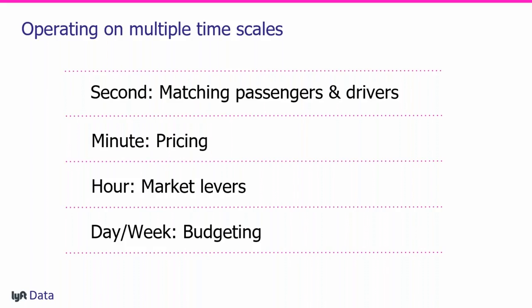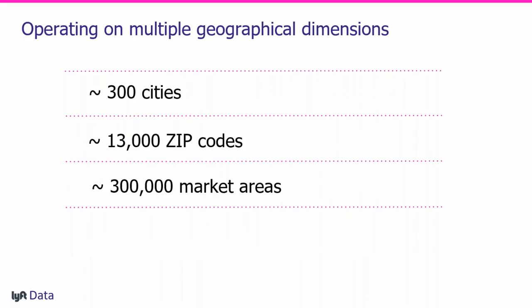And then on a daily and weekly basis, we're performing budgeting. So we are allocating budgets for marketing, again, for driver and passenger engagement. So there's a lot of complexity on different timescales that happens within our business. And the same applies to the geographical dimensions. We operate in over 300 cities, and that maps to over 13,000 zip codes and over 300,000 market areas in which we could be adjusting prices or offering incentives for the drivers. So there's a tremendous amount of time and geographical complexity that we are operating in and have to monitor.